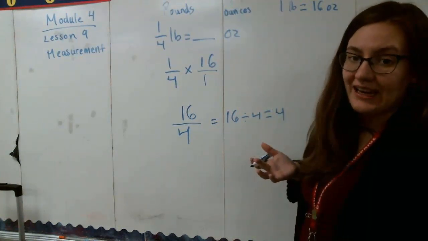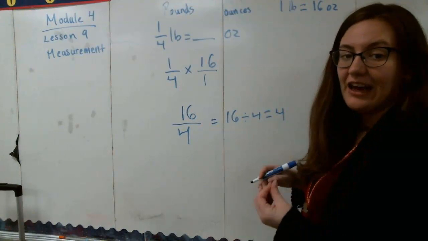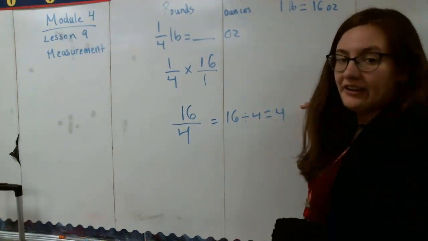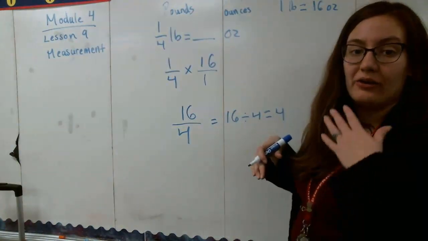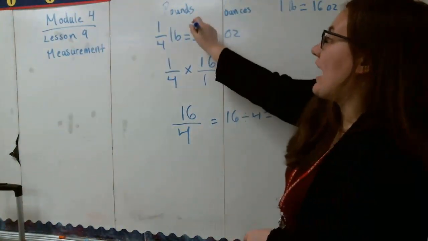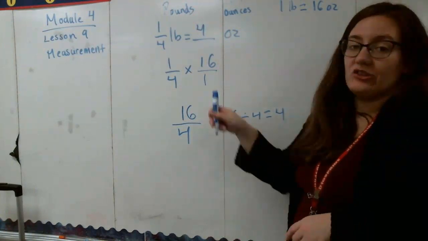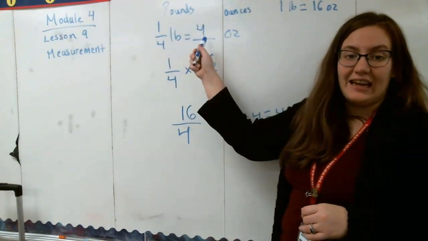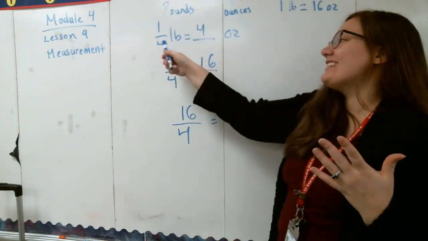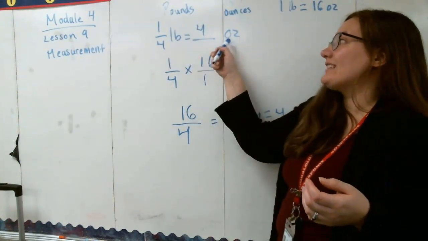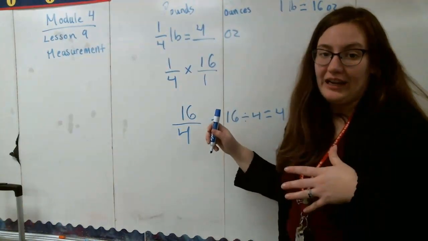You could also set up a standard algorithm or do some other methods to help you out with this, but eventually our final answer is 4. And what this tells me is that 1/4 of a pound also equals 4 ounces. So whichever way I say it, it's the same amount, and it has the same mass. If you remember that from science, it has the same mass, but it's just different units.